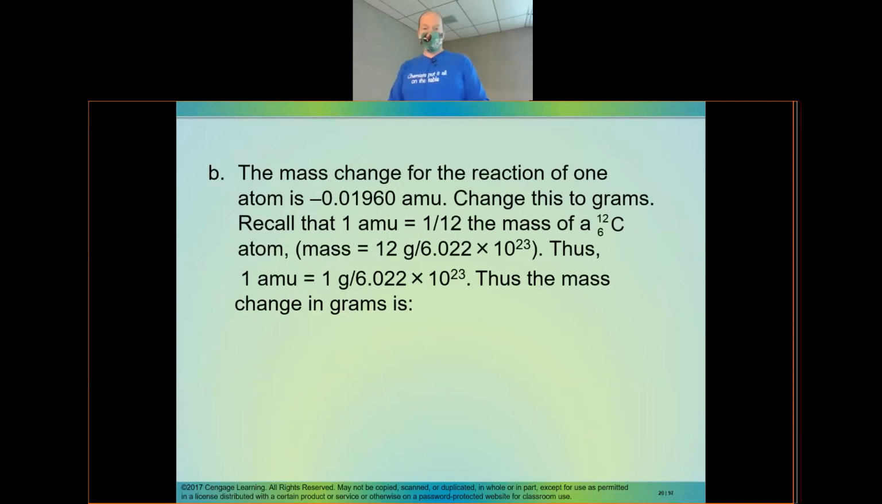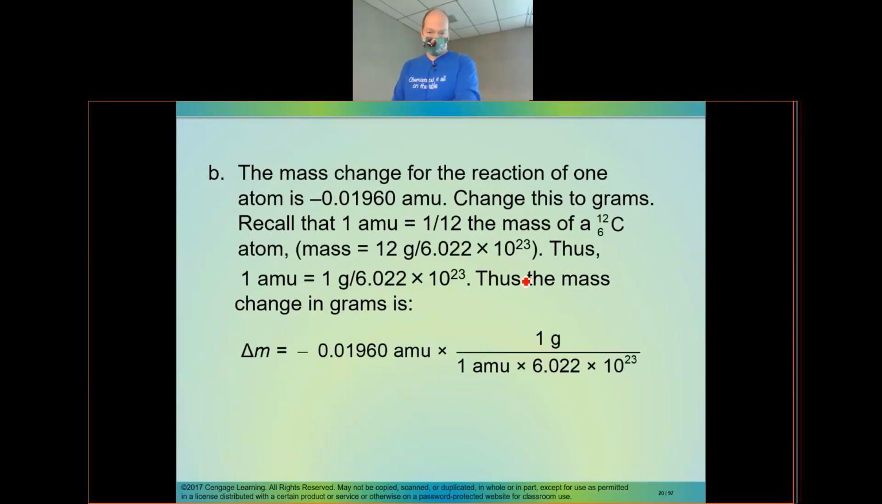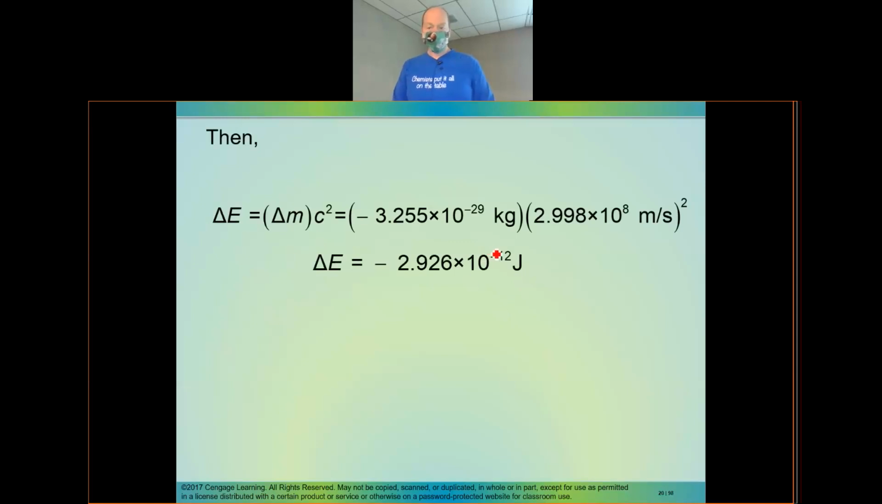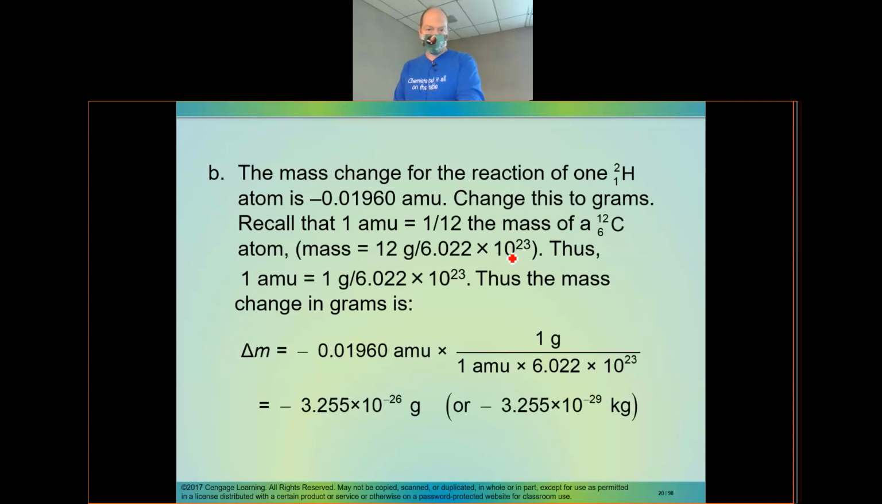All right, so now we're just going to convert our units. Here's our delta M. This is in grams per mole, and you have 6.022 times 10 to the 23rd particles per mole. And so this is going to be grams per particle. And then you just convert that to kilograms.